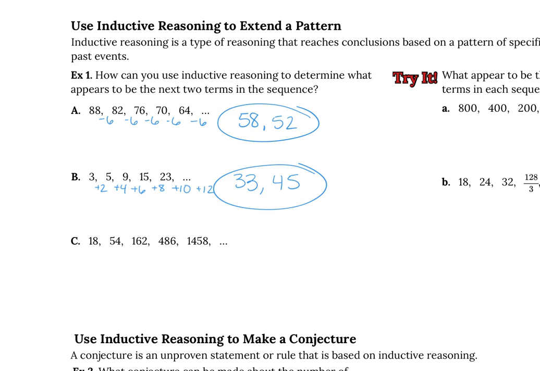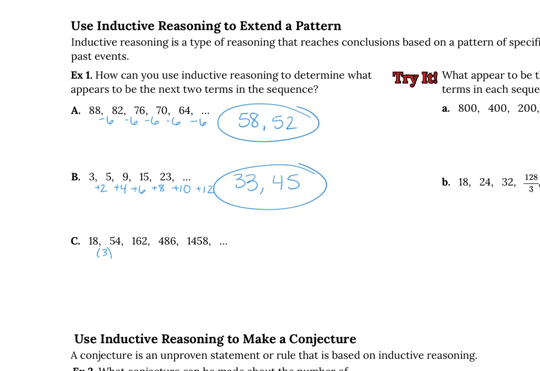So far we've seen an example where we are subtracting, and one where we are adding and increasing each time. This next one's a little bit different, and I added it in here to give us an extra example before we start trying it on our own. Now we have 18, 54, 162, 486, and 1,458. On this one, if I take 18 and multiply it by 3, that's going to get me my 54.